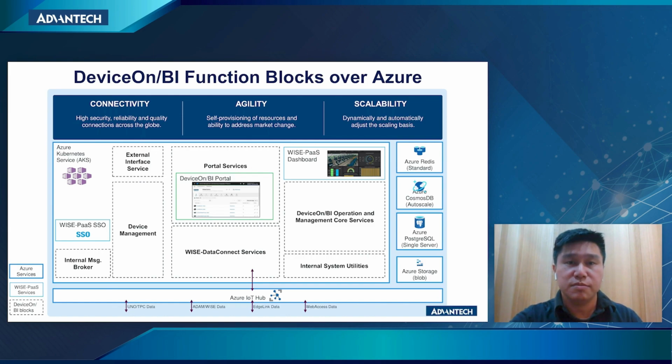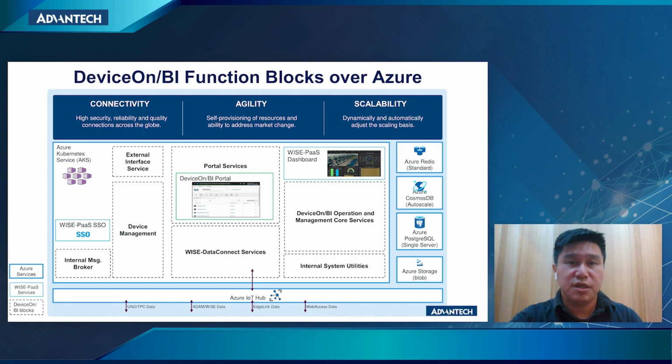Before going to the functions in DeviceOn BI, allow me to outline the architecture we used in Microsoft Azure. In general, we use Azure Kubernetes Service and storage application combinations to fulfill DeviceOn BI. The right-hand side lists the storage services DeviceOn BI used. With the aid of Microsoft Azure, we gained three major benefits.